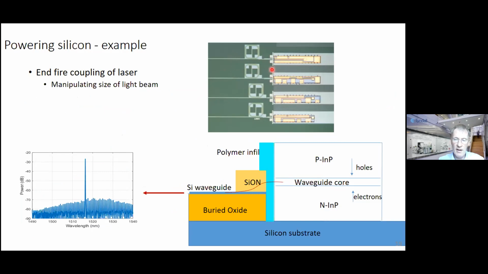This is quite a tricky thing to do, because actually the dimensions here, as I said, the silicon waveguide is 200 nanometers.